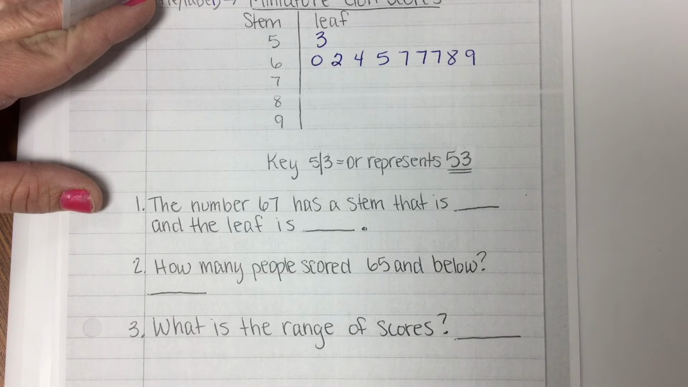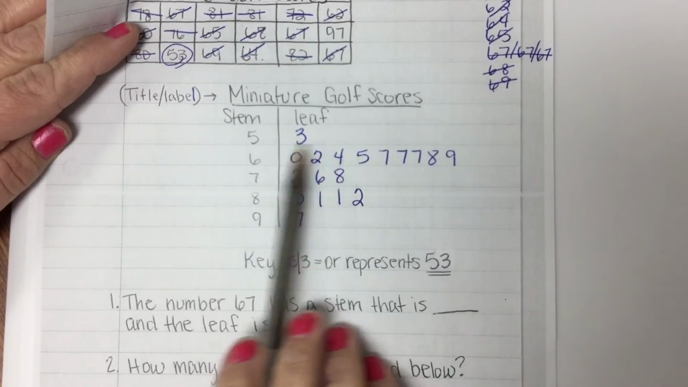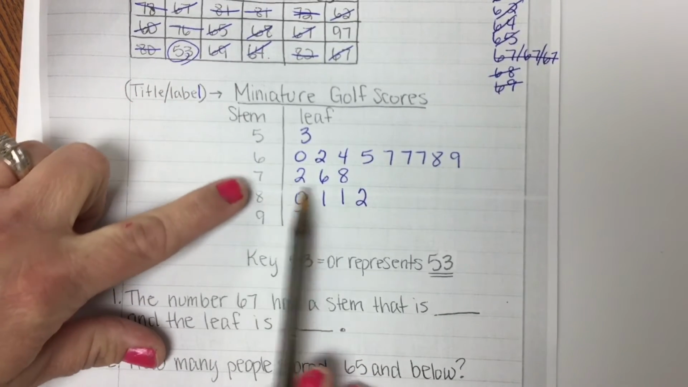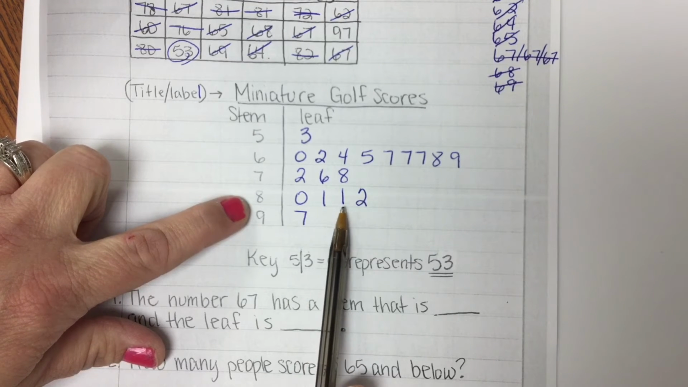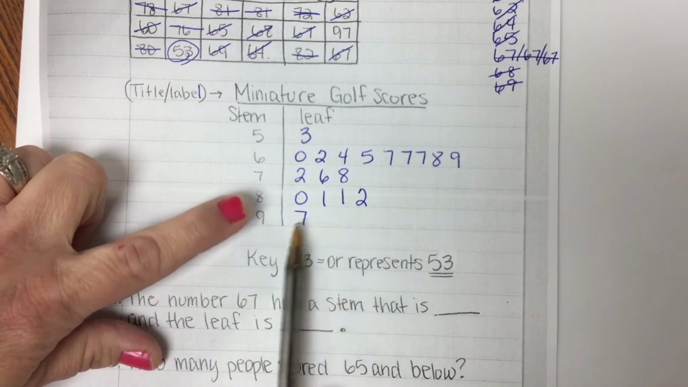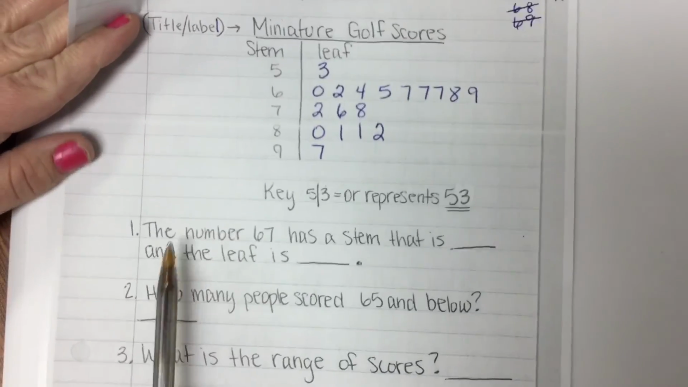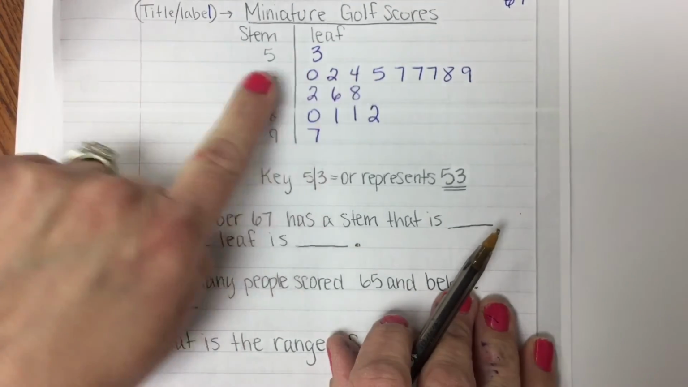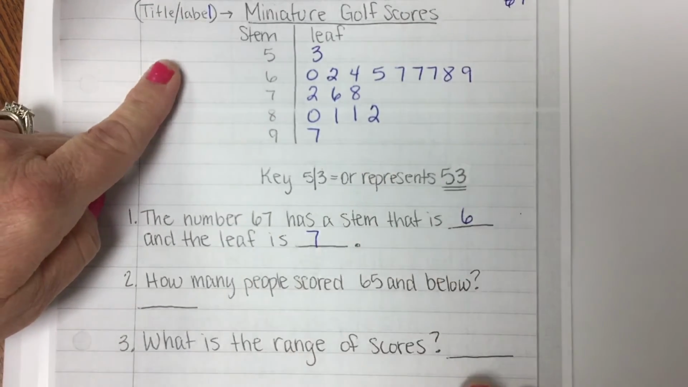Number 3, what is the range of scores? Okay, so the stem and leaf, you should have finished with a 72, a 76, and a 78, 80, 81, 81, 82, and then a 97. All right, so your answers should have been the number 67 has a stem that is, okay, 67 right here. So the stem is 6 and the leaf is 7.